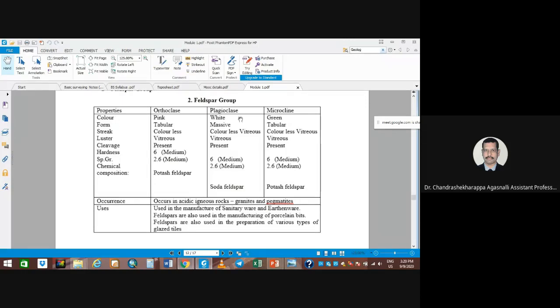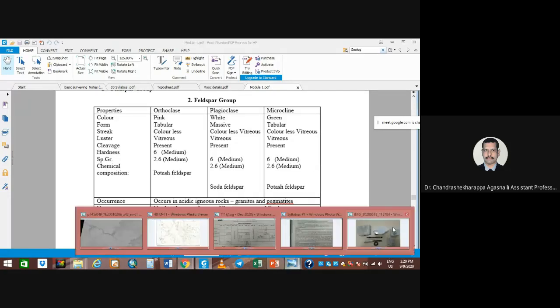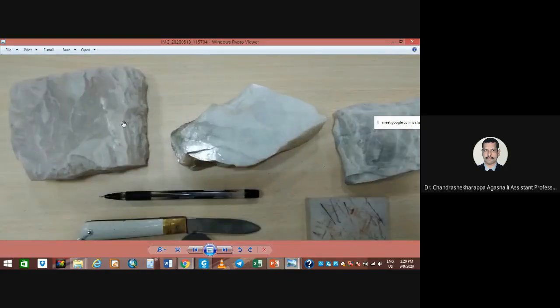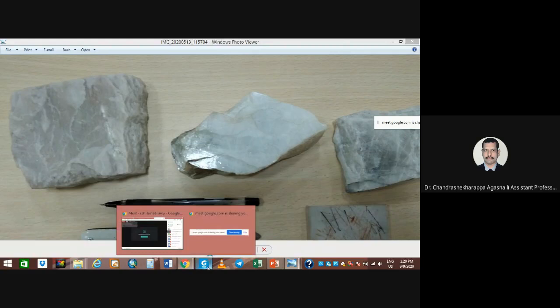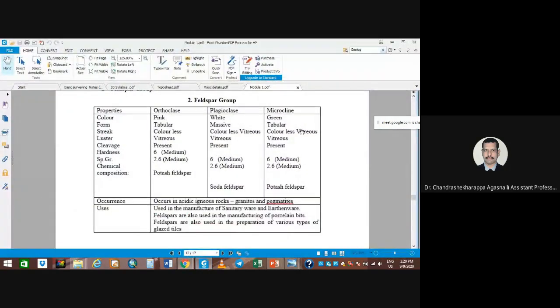Properties: the color varies. The form is tabular, some are massive or tabular. Tabular means sheet-like structures, as you can see here. The streak is colorless, and the luster is vitreous. So all three are shining.